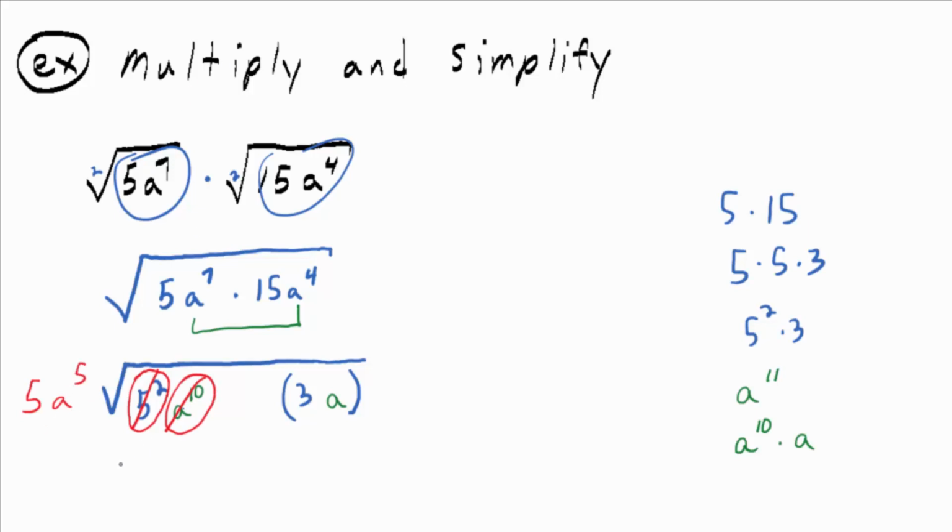So the final answer, 5a to the 5th out front, that's multiplication all the way, right? 5a to the 5th times what's left? Times, well, square root of 3a, yeah. Does that make sense? Okay, so that's putting both ideas together, multiplying radicals and simplifying radicals.